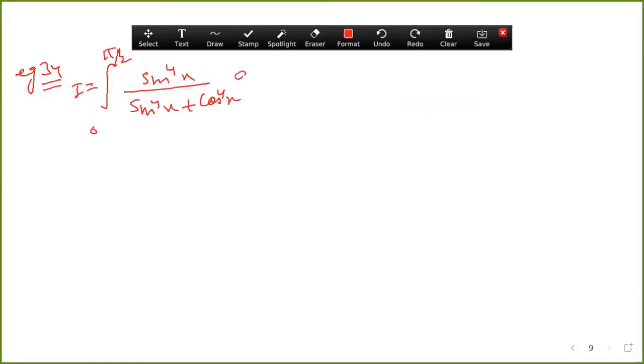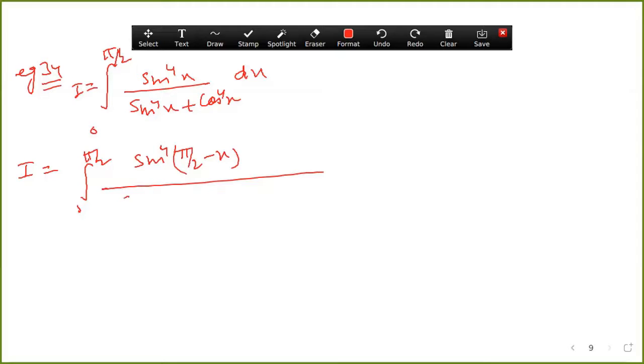Now come to example number 34. Integration of the function from 0 to pi by 2, sine to the power 4x upon sine to the power 4x plus cos to the power 4x dx. Now apply the a minus x property on it. 0 to pi by 2, sine to the power 4 of pi by 2 minus x upon sine to the power 4 of pi by 2 minus x plus cos to the power 4 of pi by 2 minus x. Now we have to simplify.